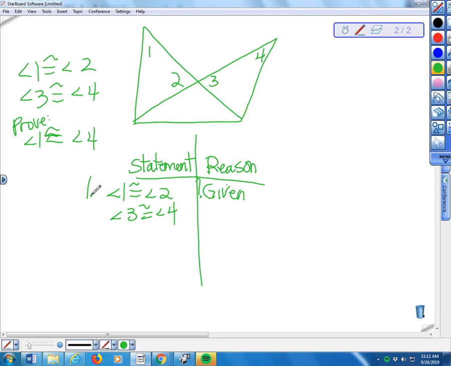Okay, so I may give you all the statements, and then you have to write the reasons, or I give you different reasons, you have to write the statements, that kind of thing. So sometimes it helps to put numbers on them.